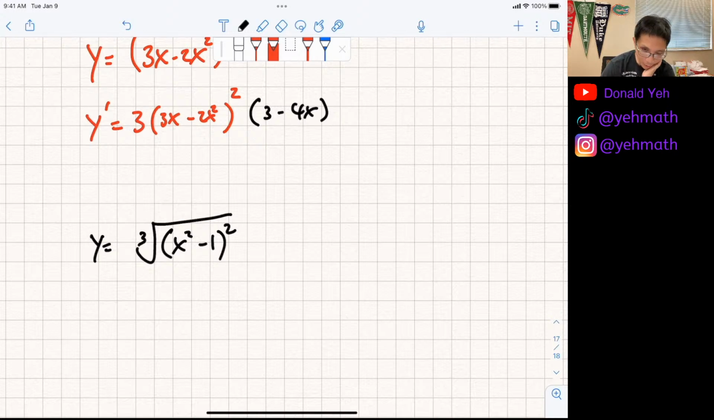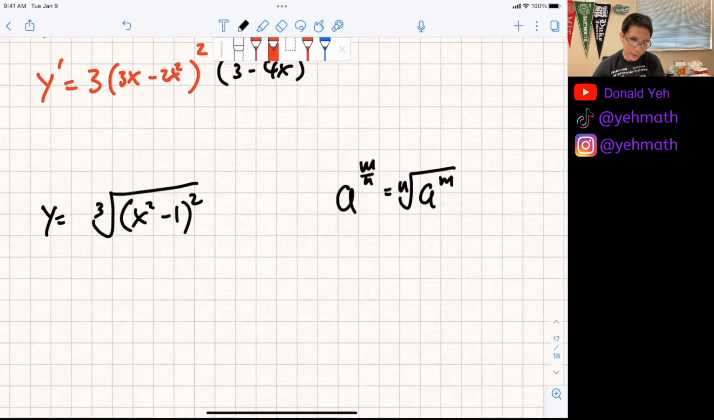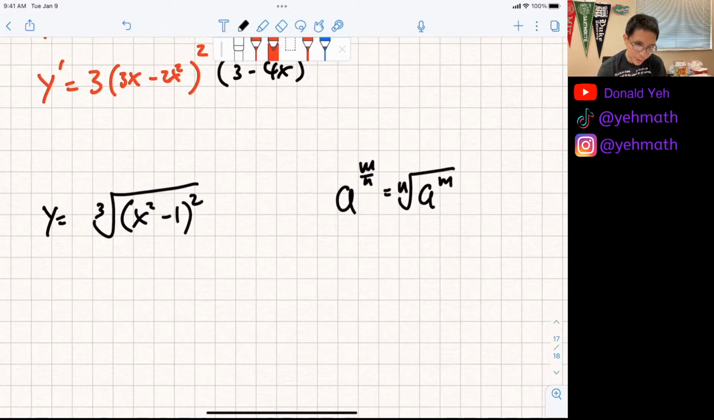So let's talk about algebra. Algebra has this rule, a to the m over n is equal to the nth root of a to the m. This is called the definition of radicals, so you can change this to rational exponents. So if that's the case, first of all, how do I memorize this? This is an easy way to memorize.